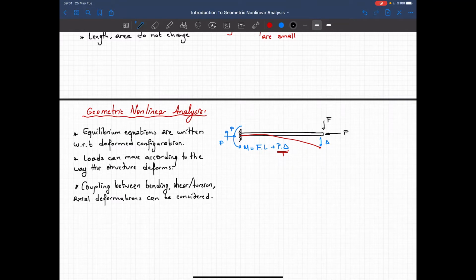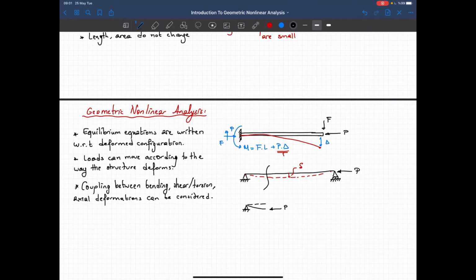So for the simplest case, again, let's take a simply supported beam. Right, let's give some initial crookedness to that simply supported beam. Let's say that it's not perfectly straight, and I have some initial crookedness here, and let's apply an axial load. Okay, and now again I'm taking a section cut here, and I'm writing my equilibrium equations, but this time using the deformed configuration.